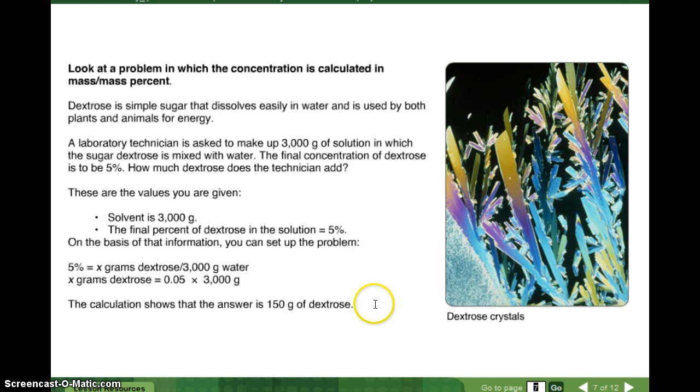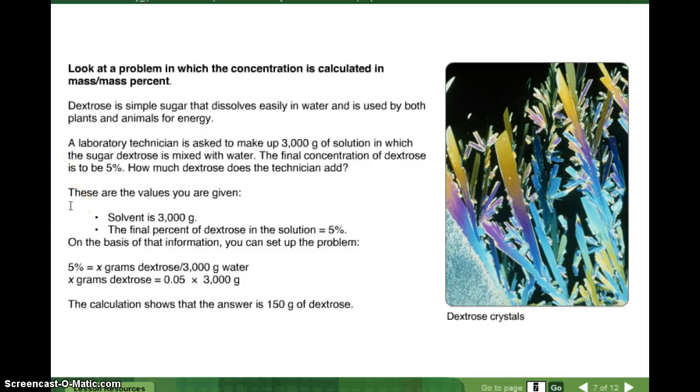Look at a problem in which the concentration is calculated in mass-mass percent. Dextrose is a simple sugar that dissolves easily in water and is used by both plants and animals for energy. And here's an example of dextrose crystals. A laboratory technician is asked to make up 3,000 grams of solution in which the sugar dextrose is mixed with water. The final concentration of dextrose is to be 5%. How much dextrose does the technician add?